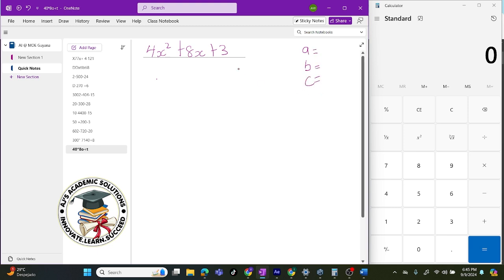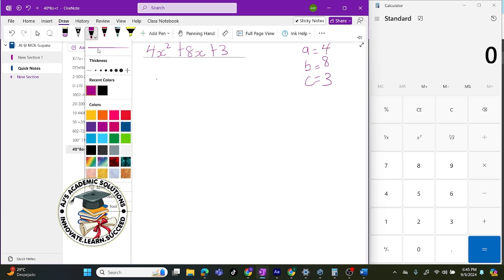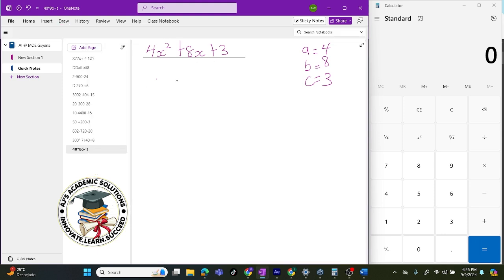So let's start with c, which is the number alone, which is 3. b is the number that is with a letter that's not squared, so that's 8. And a is the number that's in front of the squared term, which is 4. So that's basically what we've been doing so far, but now let's make use of the formula method.